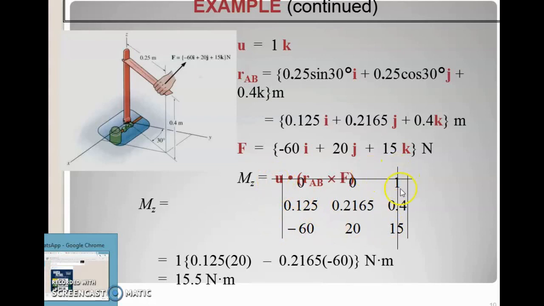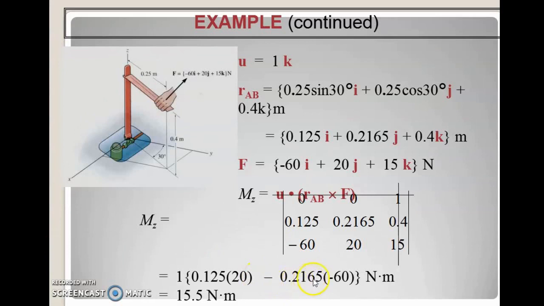Because the value is only at the k component, you can eliminate this line, and then do the cross multiplication operation: 0.125 multiplied with 20 minus 0.2165 multiplied with negative 60. So this is your cross product operation. After you do the cross product operation, the answer here you need to dot product with the unit vector.